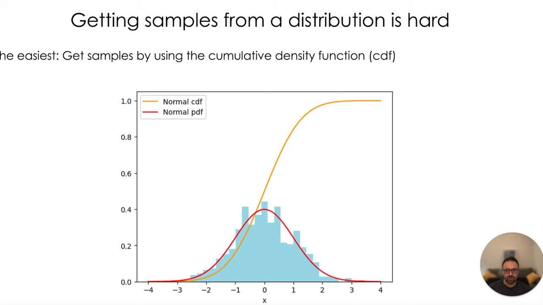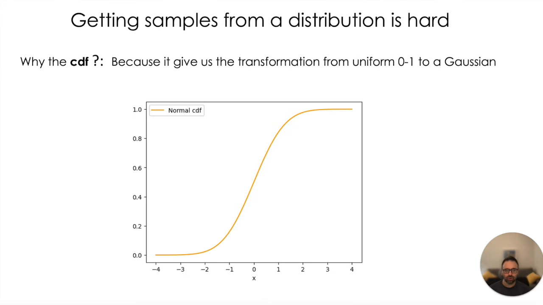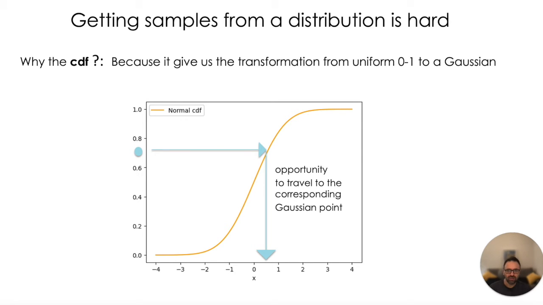This is an image that combines both plots together. This is the CDF of the normal and the PDF. So why the CDF is useful is because it allows us to travel from a 0-1 range uniformly. Imagine that we randomly choose one point uniformly in this range from 0 to 1, let's say that point. Then with the CDF, we can use the inverse and travel from this point to the corresponding Gaussian point.